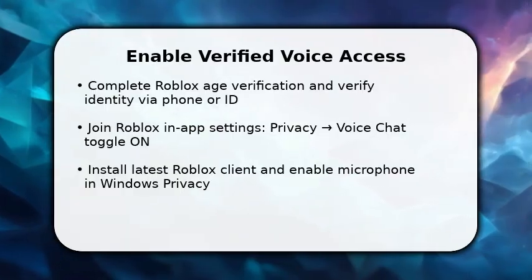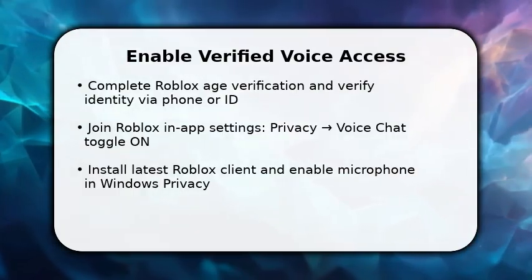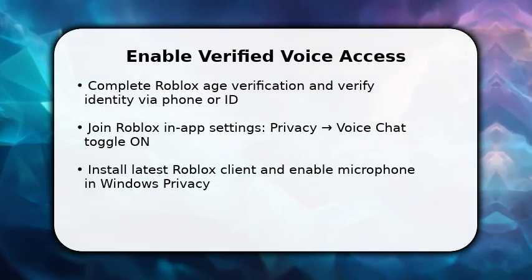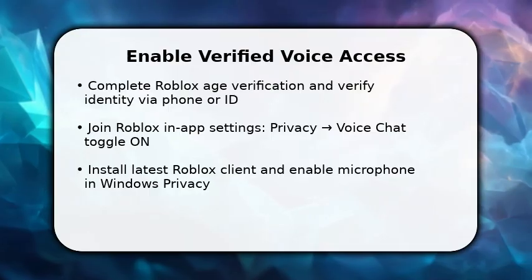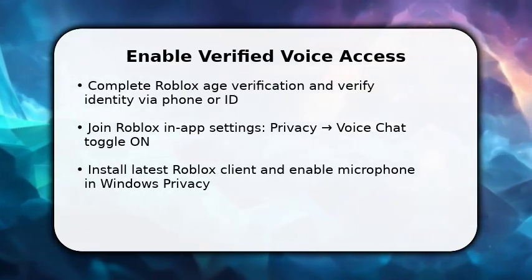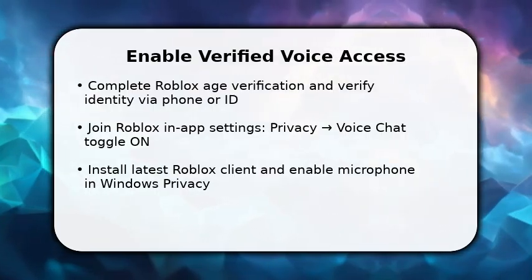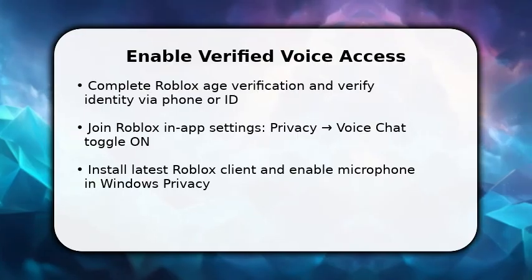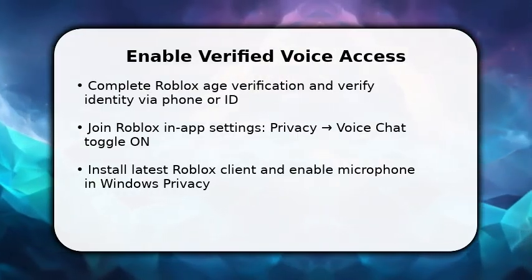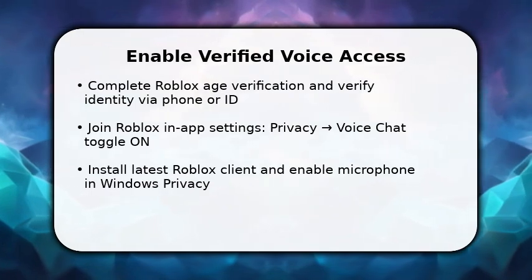You start by proving your account meets Roblox rules. Verify age and complete the identity check so voice chat unlocks. Once done, open Roblox settings, go to privacy, and flip voice chat on. This tells Roblox servers you can use the feature. Make sure Windows has microphone permission for the Roblox app and that the client is updated. Otherwise, the option won't appear. This first step removes restrictions and prepares your PC and account for actual voice connection.